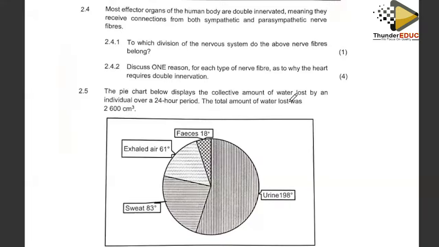This autonomic nervous system involves the spinal nerves and the cranial nerves. How many are the cranial nerves? There are 12 pairs, and the spinal nerves are 31 pairs. Pairs, not 31 nerves, pairs.